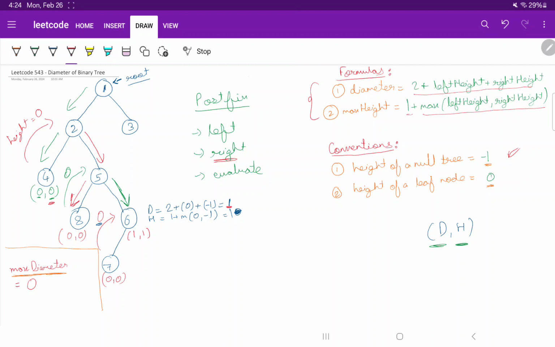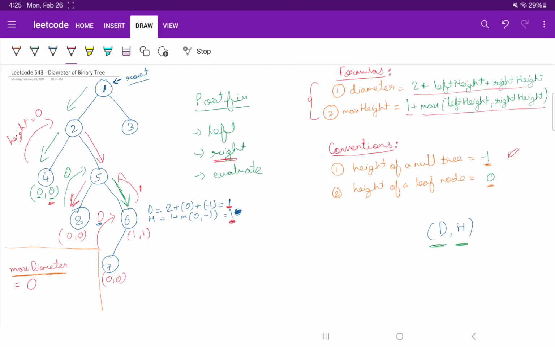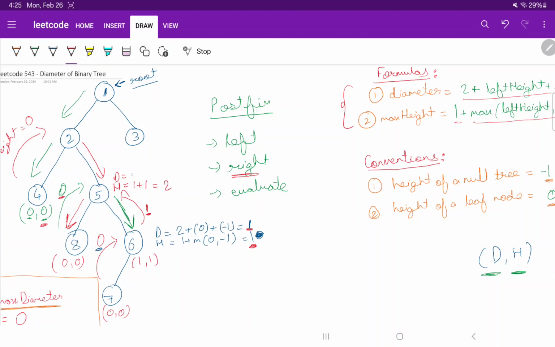Now the control goes back to node 5, and from node 6, we return the value of height, which is 1 in this case. So now 1 is returned. At this node 5, since it has evaluated left and right both sides, we now evaluate the diameter here. First we evaluate the height, 1 plus whatever is maximum from left and right. Max of 0 and 1 is 1. So 1 plus 1 gives us 2. Diameter is 2 plus whatever we get from the left hand side and the right hand side. So diameter is 3.